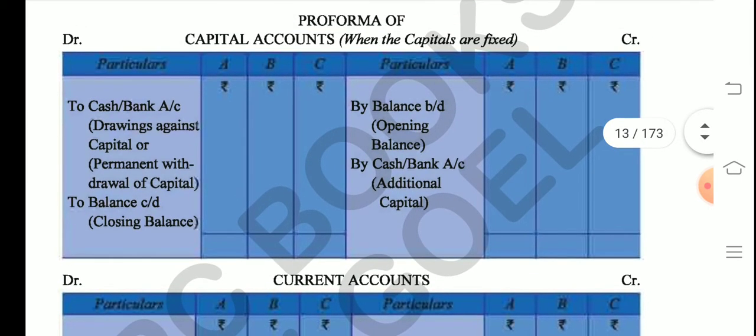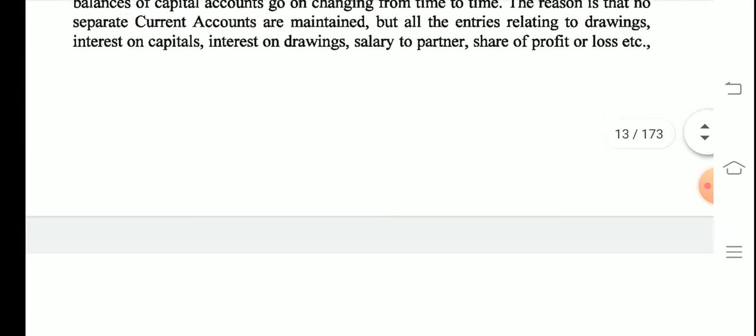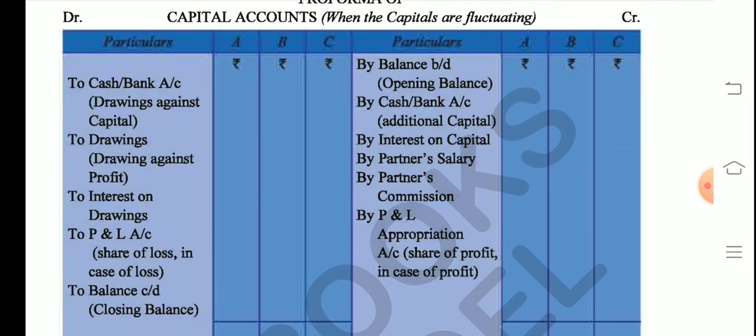See here, the capital, the drawings, or the additional capitals were mentioned separately, and all the other items were mentioned separately. So under a fluctuating account, all those two accounts are summed up. What is happening here? We start with the credit side by balance BD, and then we write whatever additional capital has been introduced by any of the partners, interest on capital, partner's salary, partner's commission, partner's P&L appropriation account, anything that is shared by the partner. On the debit side, we write their drawings, their interest on drawings, or anything that the partner actually withdraws out of the profit. So we balance that.